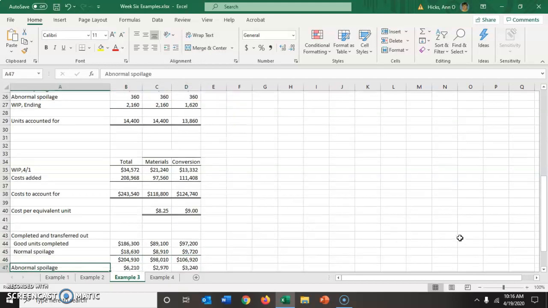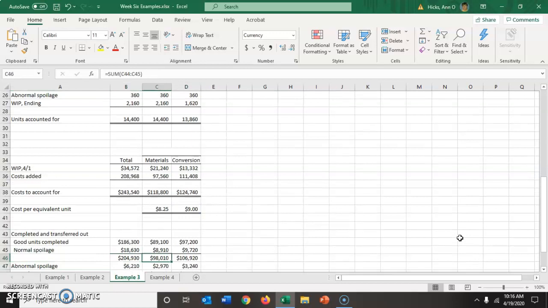Now, you will notice that I've come up with a subtotal here that includes costs for good units completed and normal spoilage. That is because that normal spoilage will get rolled into the cost of the good units. So when we transfer these costs either to the next department or to finished goods, we will transfer the total 204,930, not just the 186,300.